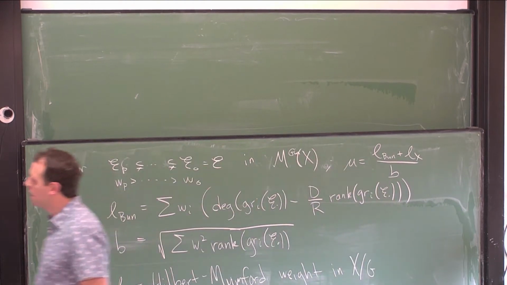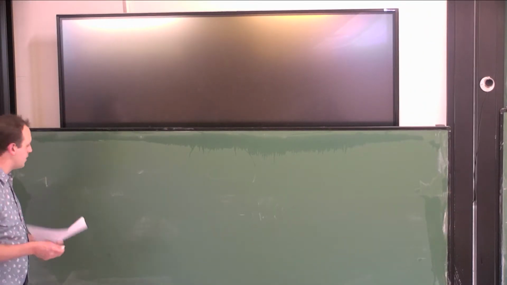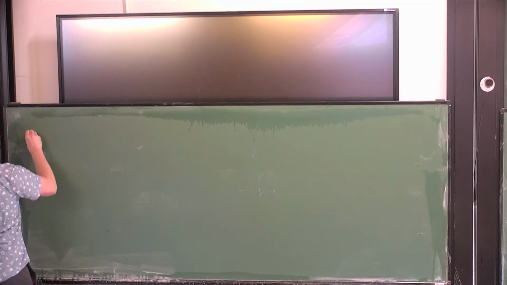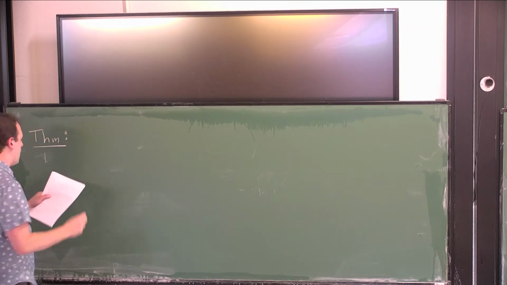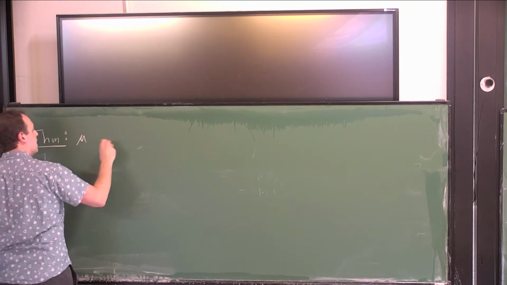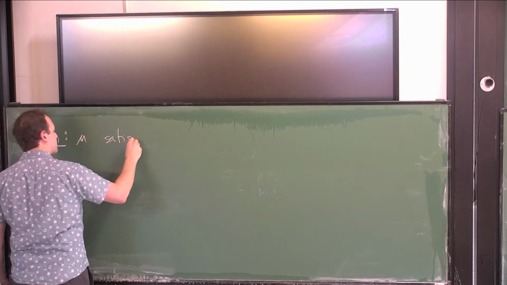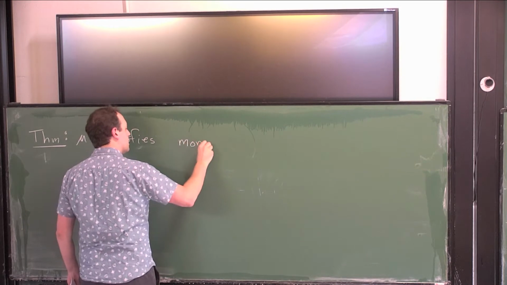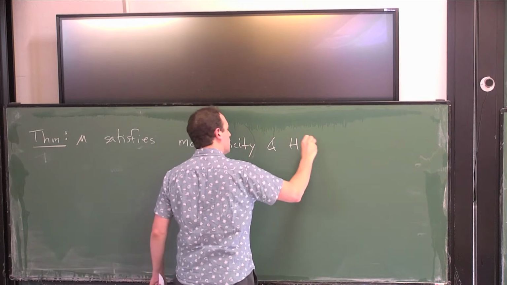Basically, the theorem, I should mention, is joint with Andres Fernandez Herrera, who's not in the room right now, but he's here, and with a lot of helpful input from Eduardo Gonzalez. But the theorem basically is that this mu determines the theta stratification. So mu satisfies this monotonicity and HN boundedness.